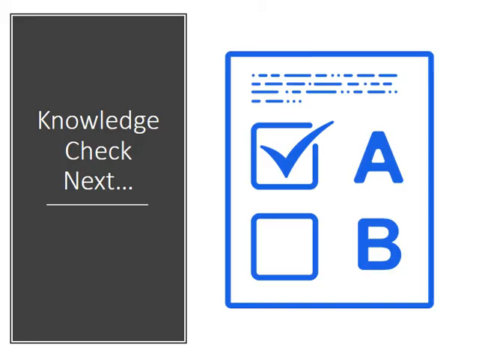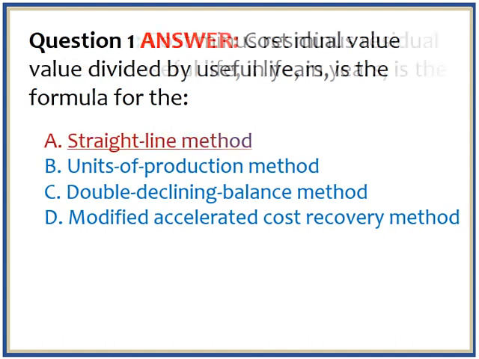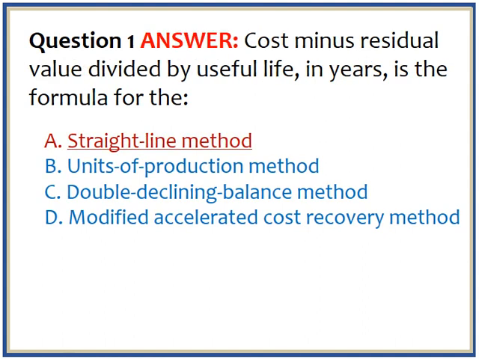Now we have a few knowledge check questions coming up to test your understanding of this material. After I read the question, pause the video and try to answer it. Once you restart the video, I will be walking through the answer for the question. Let's go. The first question reads, cost minus residual value divided by useful life in years is the formula for: the straight-line method, units of production method, double declining balance method, or modified accelerated cost recovery method. The answer is straight-line method. Cost minus residual value divided by useful life is the formula for the straight-line method.